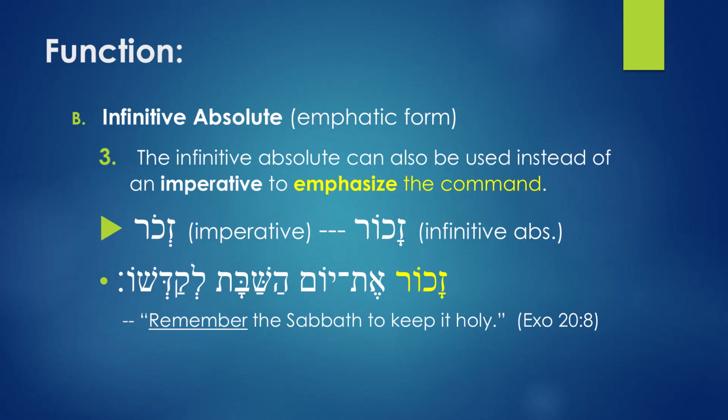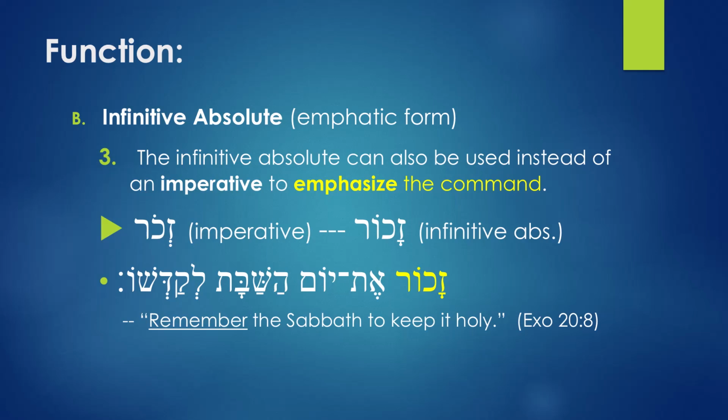Now here we have the imperative zekor. Zekor means remember. Now the imperative is the one that is used to give a command. But when you have a case where an infinitive absolute is used in the place of the imperative, in that case, the infinitive absolute is giving emphasis to the command. Let's look at this example. We have Zakor et Yom HaShabbat Lekadsho.